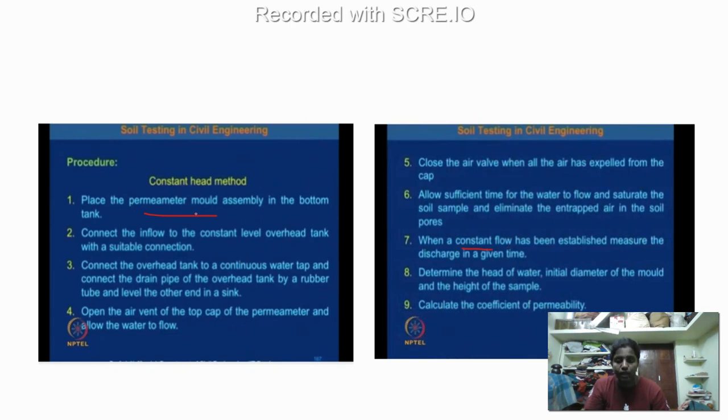You put your soil in the permeameter mold, then connect it to the overhead tank. Then you have to remove any air bubbles. Allow sufficient time for water to flow and saturate the soil, and remove entrapped air inside, or else keep it in a bucket of water to saturate it. It depends. Then determine the head, the diameter of the mold, and the height of the sample. We need to know the head at which the water is going to flow, the diameter of the sample, and the height of the sample.